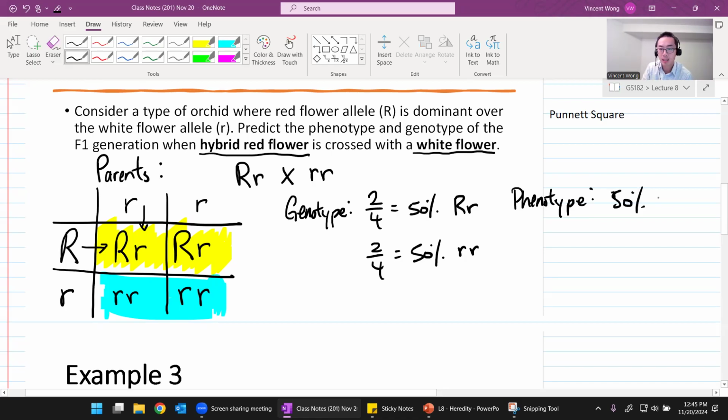50% big R, small r is red because big R is dominant. It will cover up the white allele. And then we have 50% white. That's how you do it. Any questions?